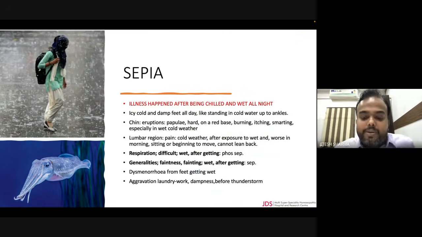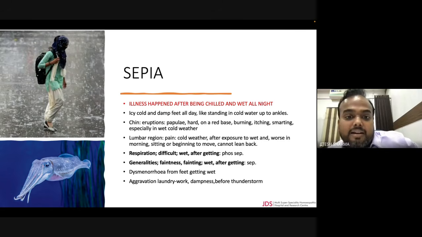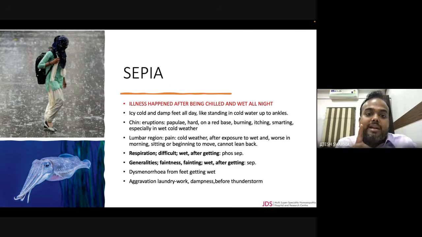Sepia. Sepia is another remedy, like I told you. Respiration difficult after getting wet. Chin eruptions, papule, red base, burning, itching, smarting pain, especially in wet weather. Lumbar pain, cold weather after exposure to wet. Worse in morning, sitting, beginning to move, cannot lean back. That is Sepia. You know, Sepia back pains are better how? They sit with a pillow at the back. These are typical Sepia lumbar, it gets better. So you can differentiate like this. All the Sepia people will take a pillow at the back and sit on the support of the pillow and say, "I feel better like this only. If you remove the pillow, I have pain." That is typical Sepia.